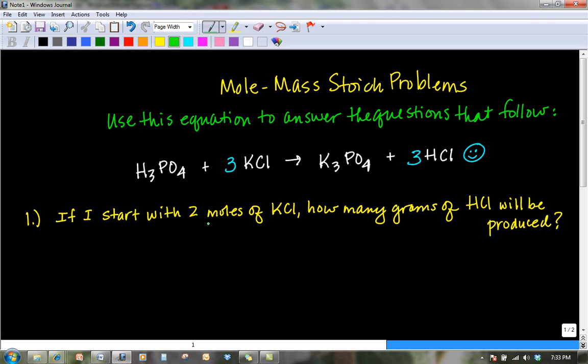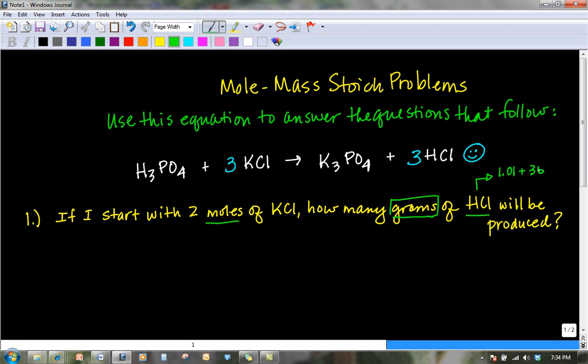In this problem, I'm given moles, but I want grams. And in the problem before, I was given moles, and I wanted moles of something else. So now that I see this magic word grams, I have to think to myself, I have to calculate the molar mass of HCl. So in order to do that, you're going to need your chem helper, you're going to need your calculator. So why don't you put this on pause and go and get those, and then you can continue.